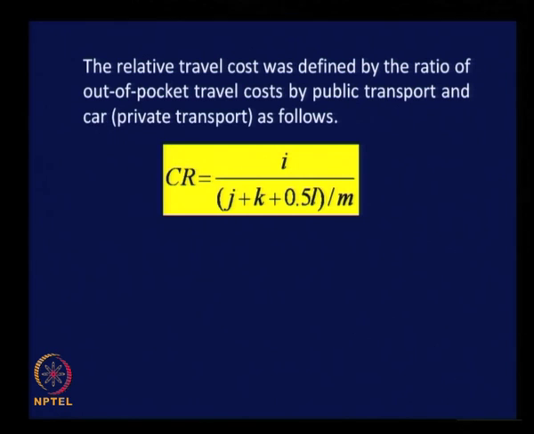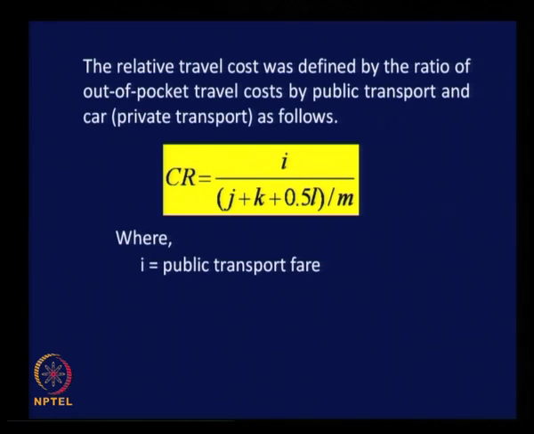So this is the equation given to calculate the cost ratio CR as I divided by J plus K plus 0.5 L, whole divided by M, and the numerator corresponds to public transport. It is very straightforward and simple, just the fare paid for travel. In the denominator we have 2-3 terms pertaining to car. J stands for cost of petrol, or in American terms gasoline.